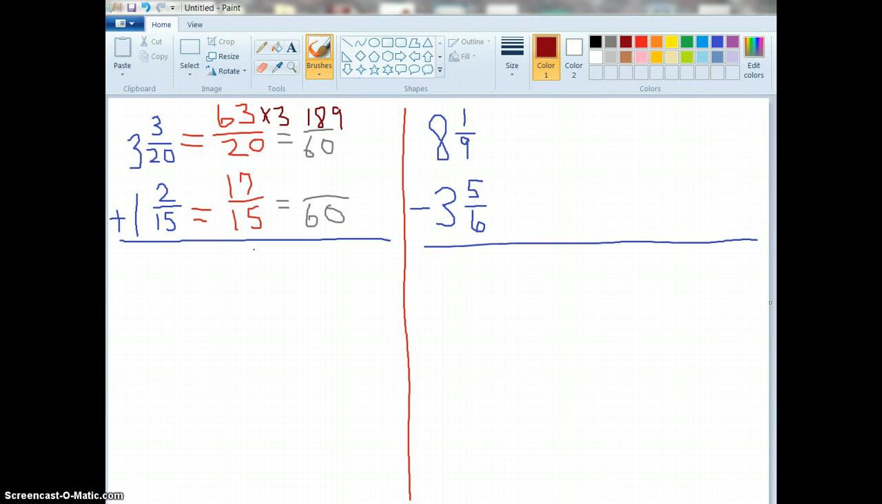Do the same thing with the second pair of denominators. Ask yourself how much could 15 go into 60? Right, that will go 4 times. So multiply 17 times 4 to give you 68. Now just add your numerators together and keep the 60. So we have 257 over 60.